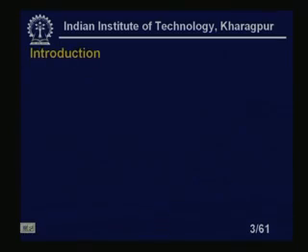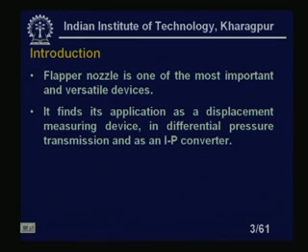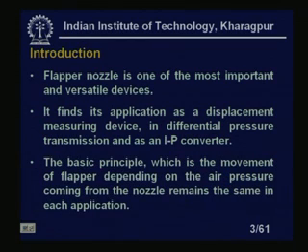Basic introduction. The flapper nozzle is one of the most versatile devices. It finds application as a displacement measuring device, in differential pressure transmission, and as an I to P converter. The basic principle, which is the movement of the flapper depending on the air pressure coming from the nozzle, remains the same in each application.